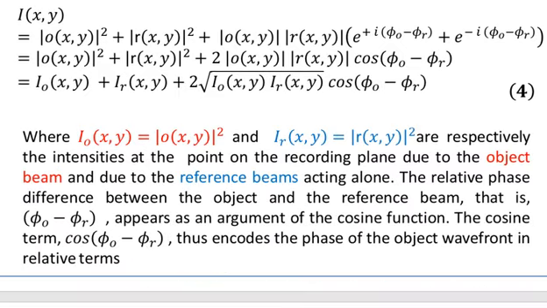So here I naught is equal to O mod square and IR is equal to R mod square, which are respectively the intensities at the point on the recording plane due to the object beam and due to the reference beam acting alone. The relative phase difference between the object and the reference beam, that is phi naught minus phi R, appears as the argument of the cosine function. The cosine term cos of phi naught minus phi R thus encodes the phase of the object wavefront in relative terms, that is in terms of intensity. So you see that the phase of the 2 beams through the cosine function has been coded in the form of the intensity in equation number 4.